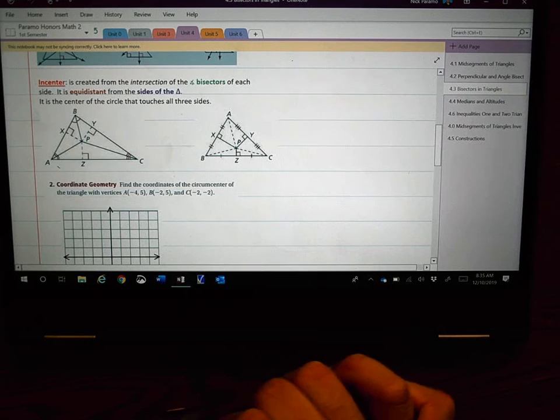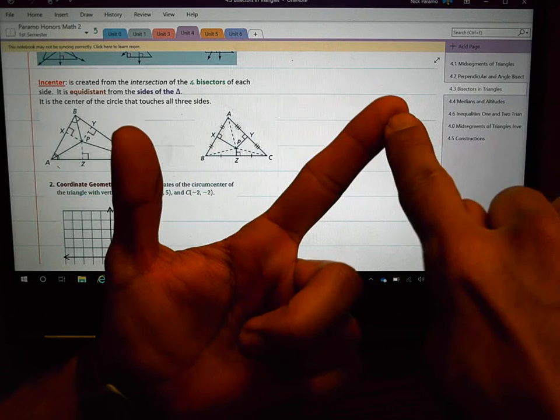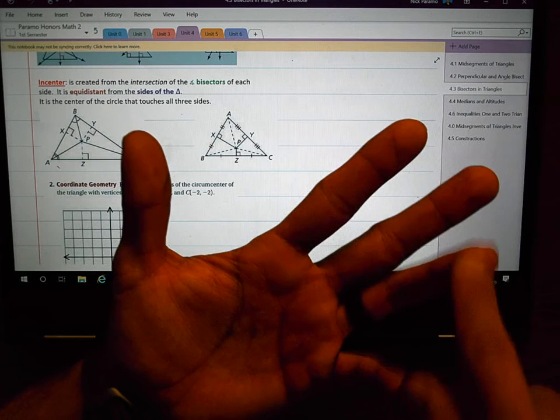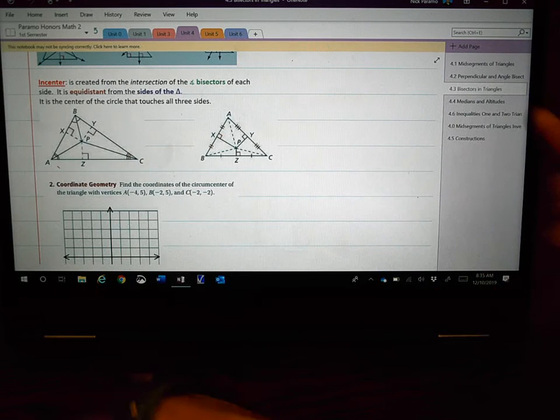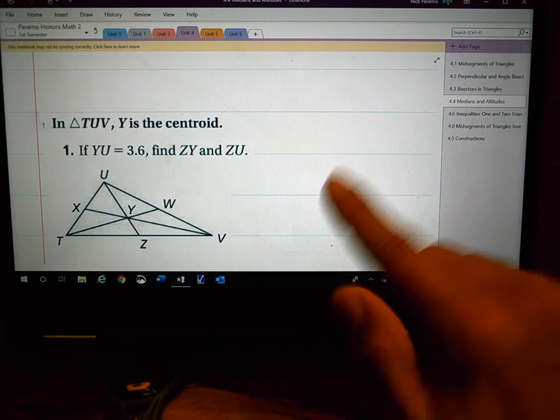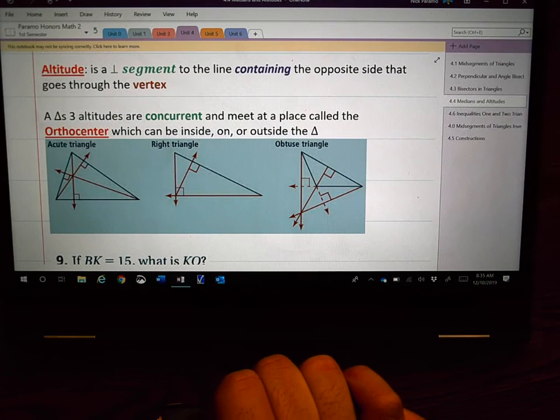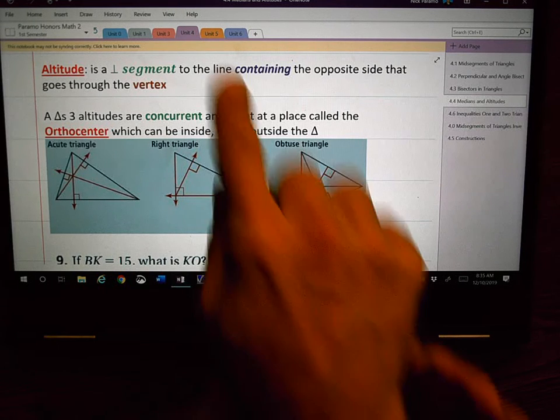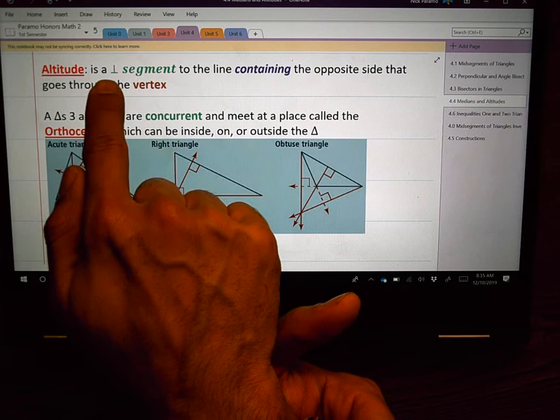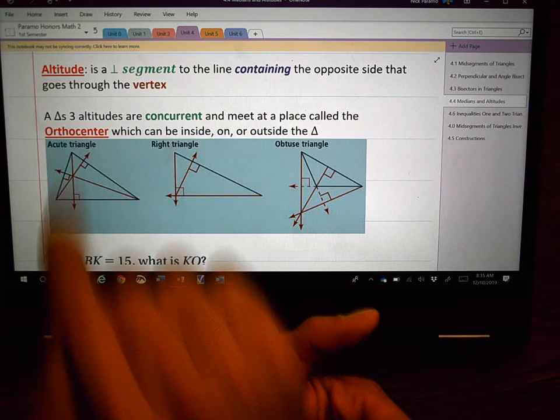And by the time we got to section 4, we had to know that perpendicular bisectors created the circumcenter of a triangle, angle bisectors created the incenter of a triangle, the medians of a triangle created something called the centroid, and then the altitudes of a triangle created something called the orthocenter. If I didn't mention it, an altitude was the last thing I talked about. It is the side that is perpendicular to the line containing the opposite side that goes through the vertex.